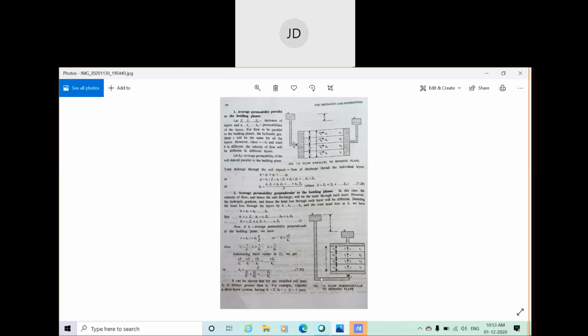The velocity of flow is going to be constant throughout each layer since the flow is perpendicular to the bedding plane. So you have to remember that when the flow is perpendicular to the bedding plane, the velocity of flow will remain constant. So you can see v is represented. In the first case, it is represented by v1, v2, v3 since velocity of flow is not constant when the flow is parallel to the bedding plane.